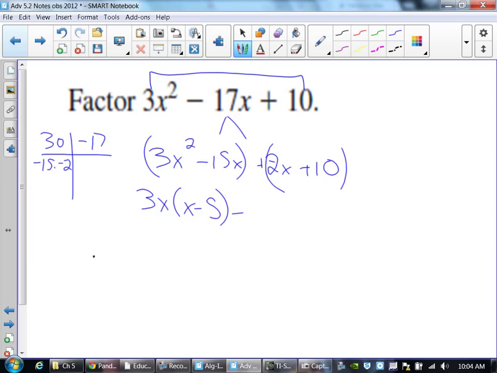Watch. What's the GCF of 2 and 10? 2. So if I take out a negative 2, negative 2x divided by 2 is positive x. Positive 10 divided by negative 2 is negative 5. It's reminding me by throwing that negative in there to remember to factor it back out. So are those 2 terms in parentheses the same? Yes. If those 2 wind up being the same, which they should, you just write it down. And what's left? 3x minus 2.